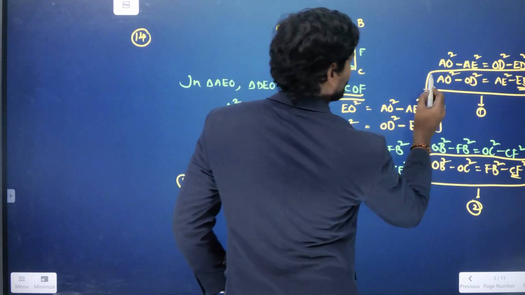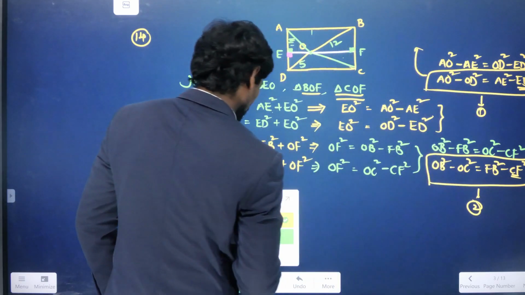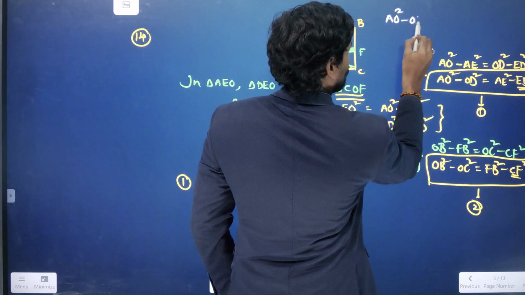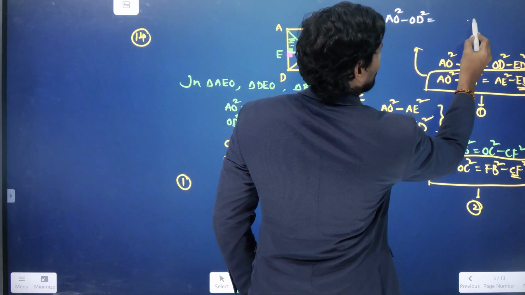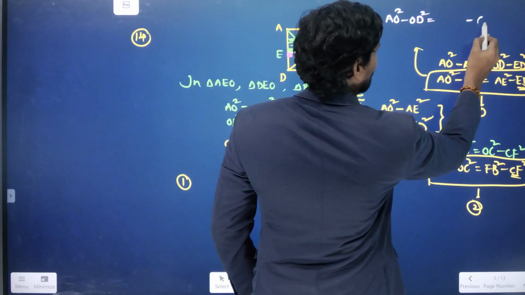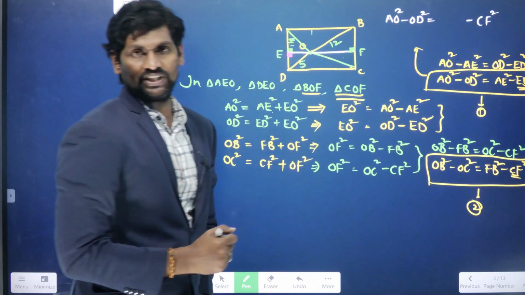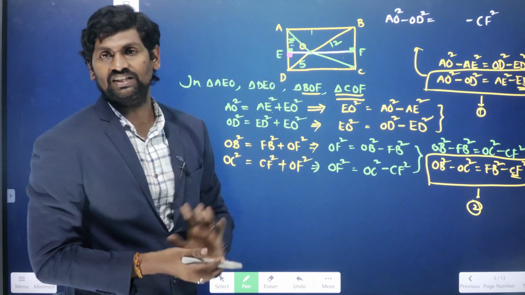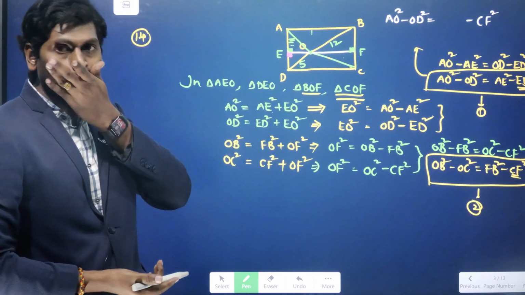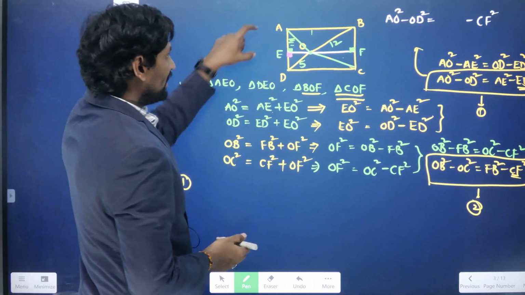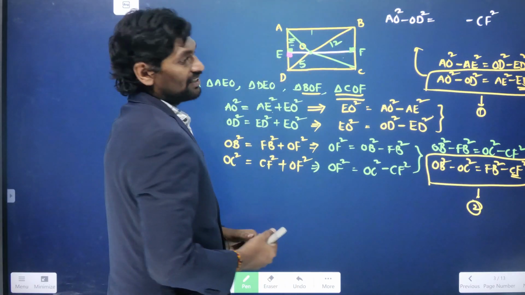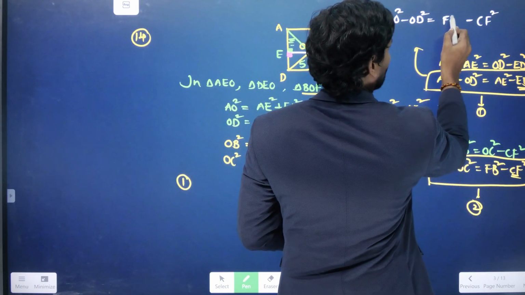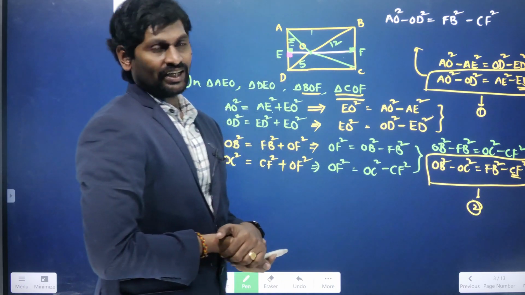So from the first equation, I am going to write AO square minus OD square equals, in the place of ED square, I can write CF square, or FC square, because the distance between the parallel sides is equal. ED distance, FC distance equal. Same way, AE distance and FB distance are equal. So in the place of AE also I can write FB.